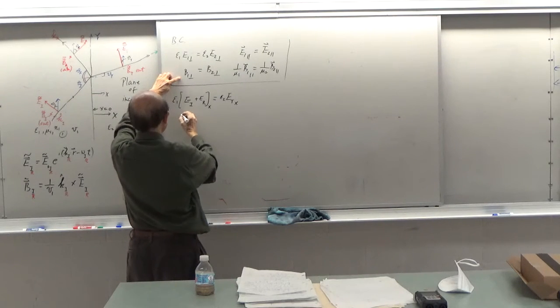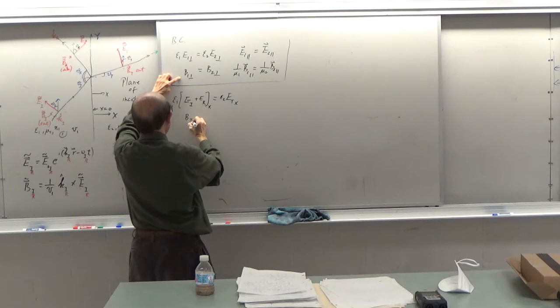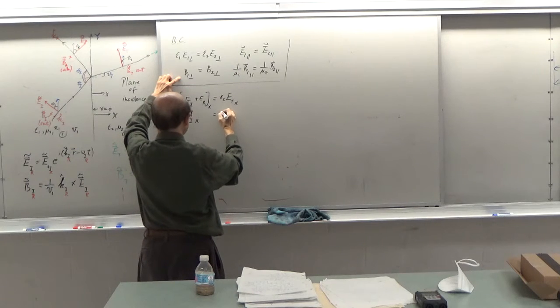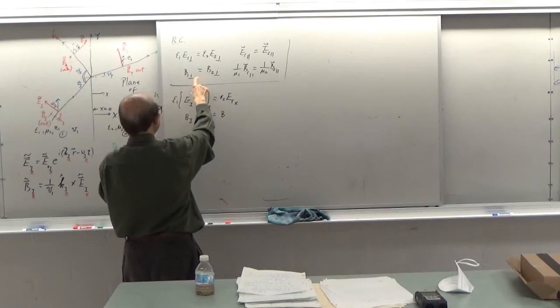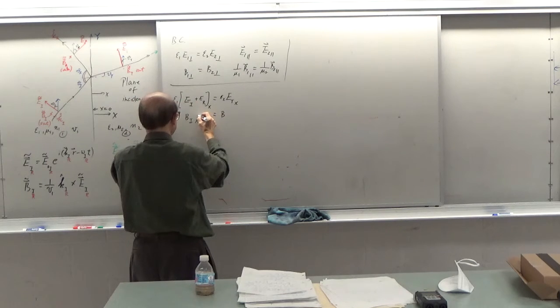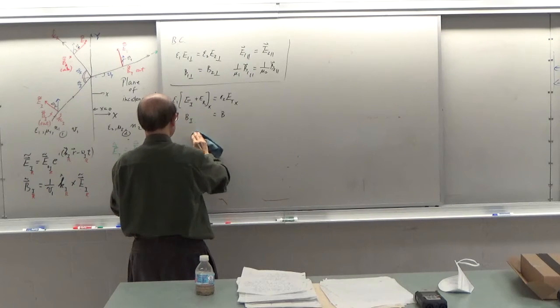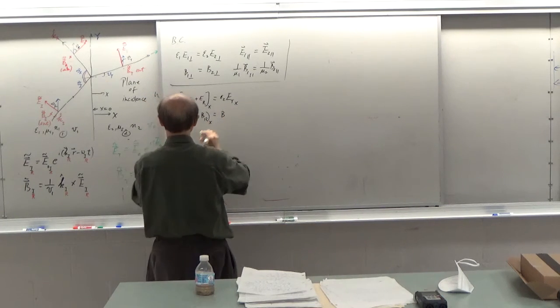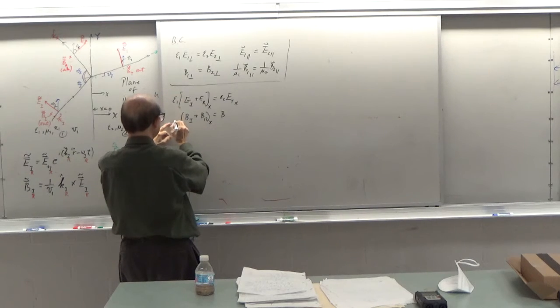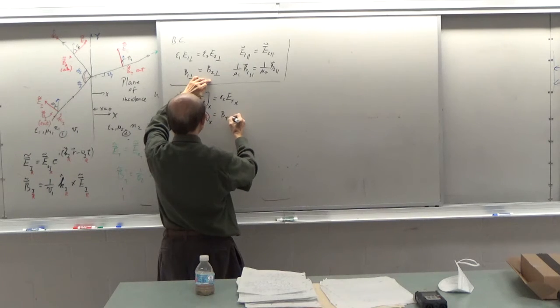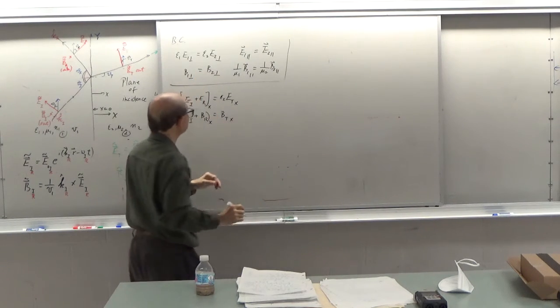And this one is just B. The x component of B_I plus B_R is equal to B_T, the transmitted x component.